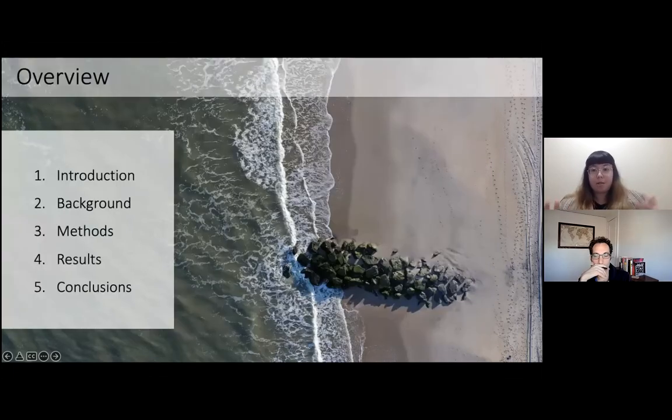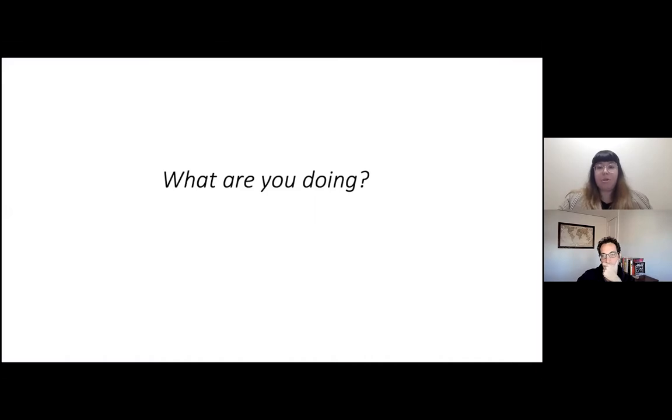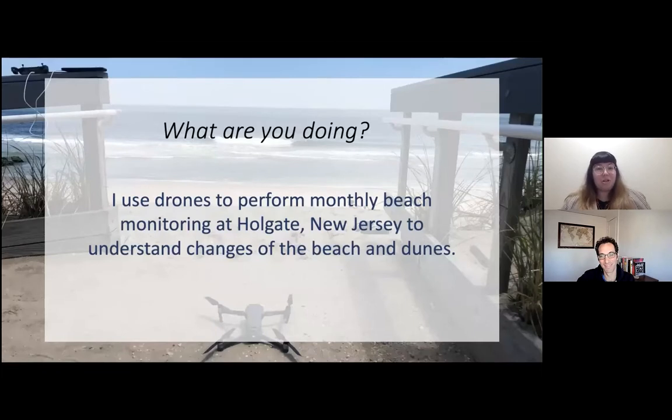So to orient ourselves throughout the talk, I've broken it up into 5 sections. First, I'll introduce what I'm doing and why. Then I'll discuss some necessary background information, and then walk through my methodology and discuss the results. Finally, I'll wrap up with the conclusions from this study and future work. So, what am I doing? In short, I have used drones to perform monthly beach monitoring at Holgate, New Jersey, to understand changes of the beach and dunes.